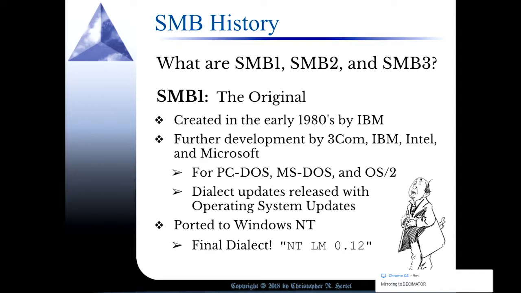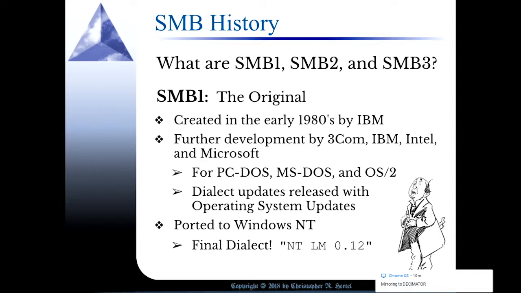There was a lot of work done on it by a variety of companies, including Microsoft, 3Com, IBM, Intel. All these companies participated in the early development of SMB. Again, it was originally for PC-DOS, MS-DOS, and then for OS/2. And if you track the history of this protocol, as I have had to do, you can see in each revision how a new version of each of these operating systems would come out, and with it, a new version of SMB with new features.